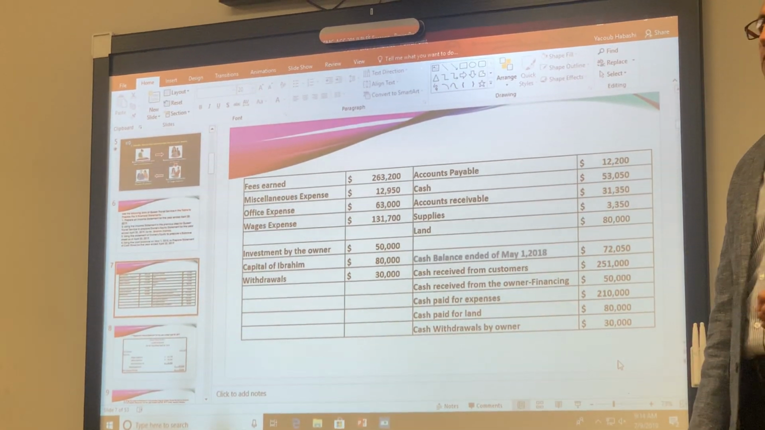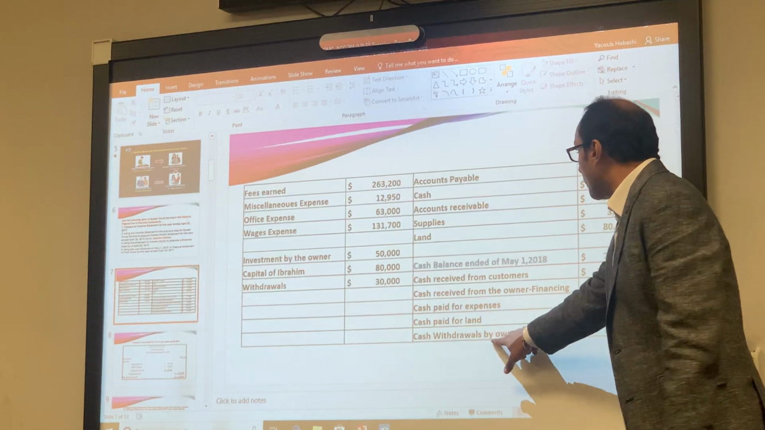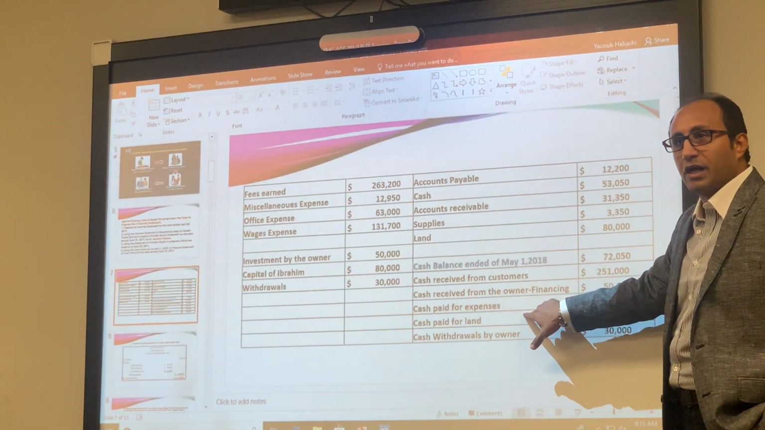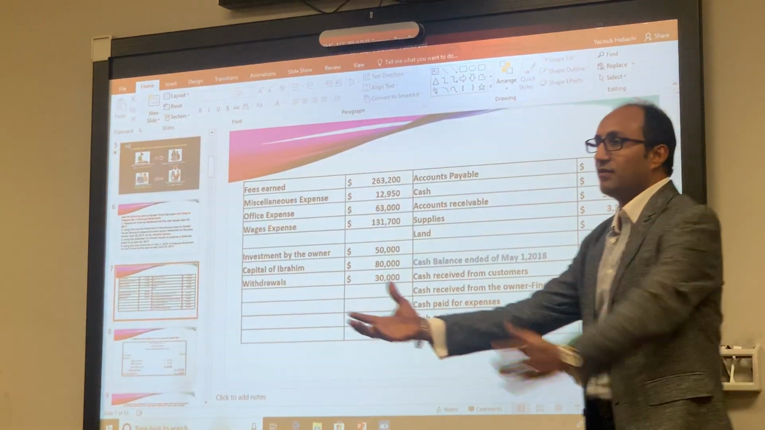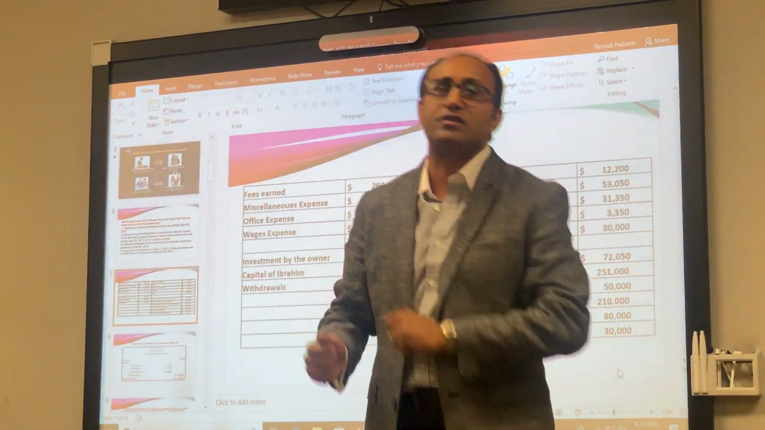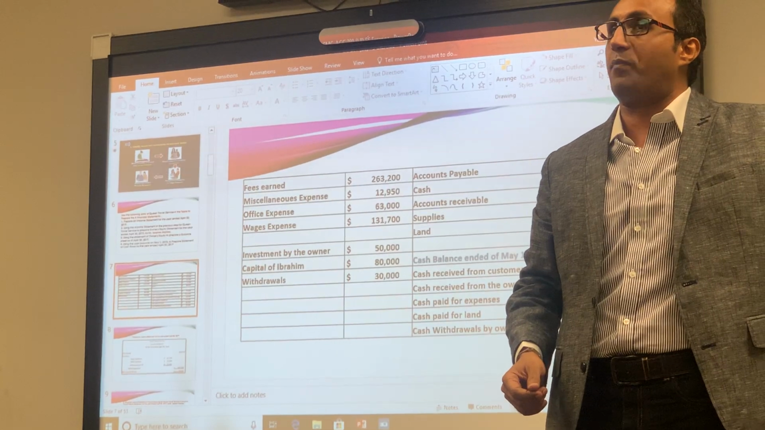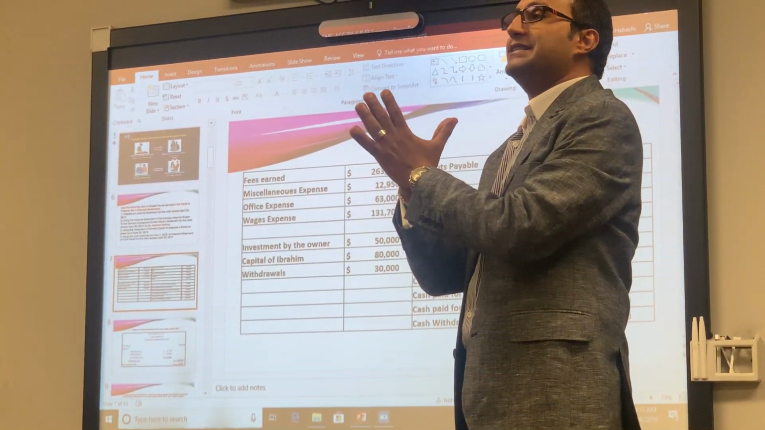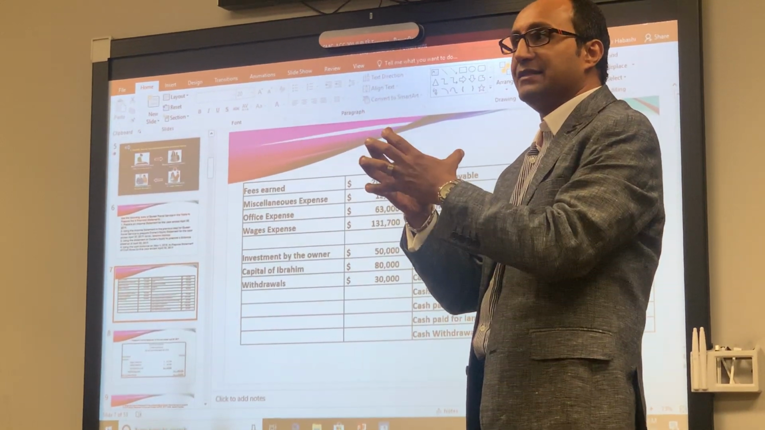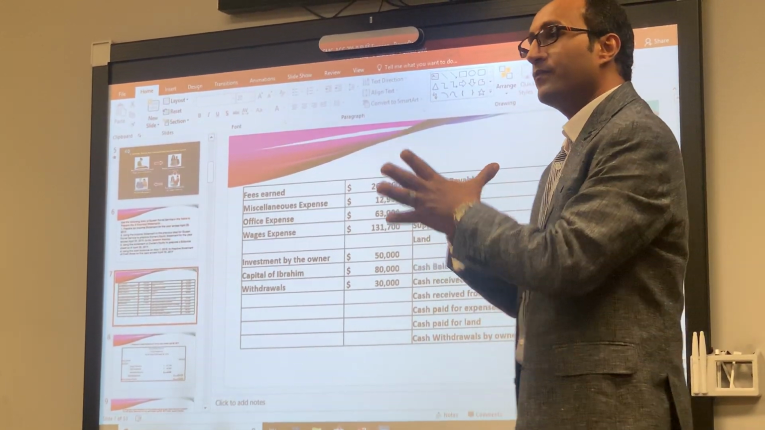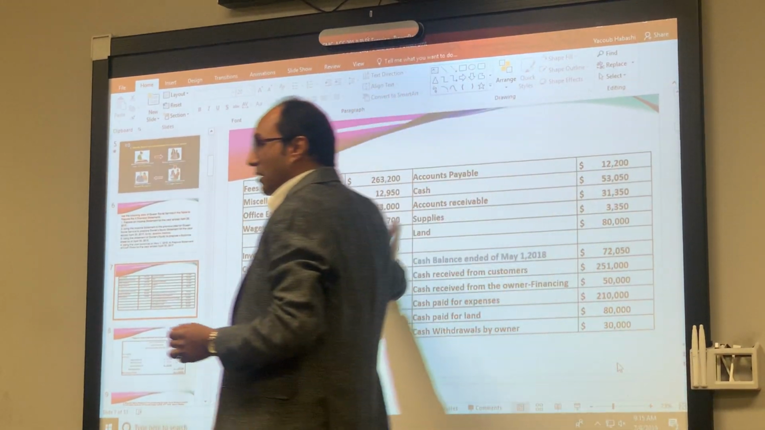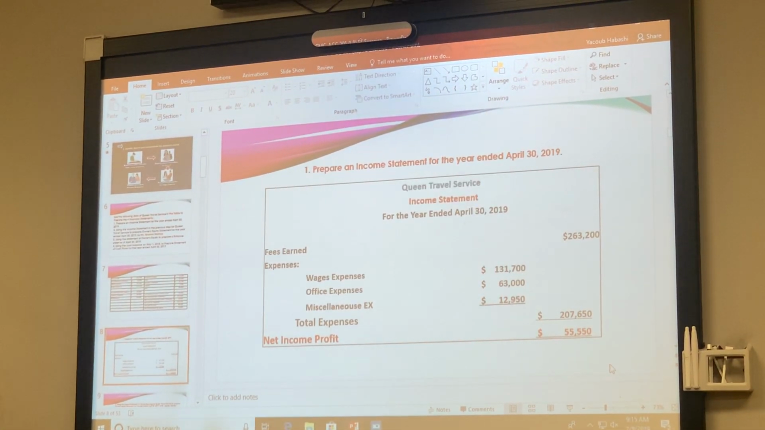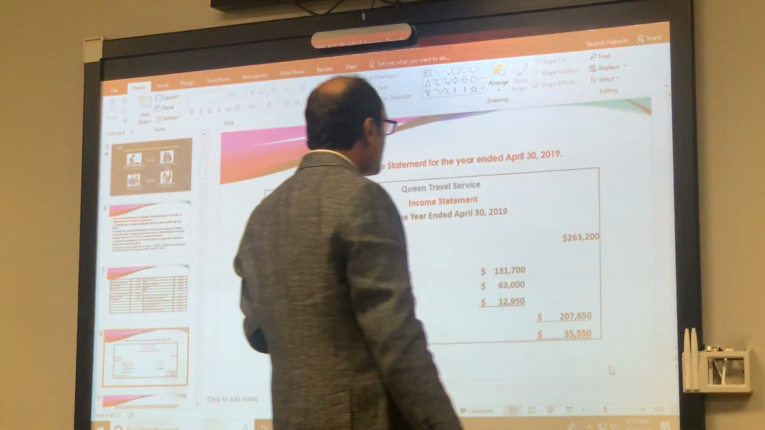Financing? Yes. Because by owner, pay attention. When you see by owner, even if you receive the money from the owner or spend the money by owner, withdraw by owner, put this data under financing activities. Okay? So, this is a table. We will use this data to prepare the first one, income statement.